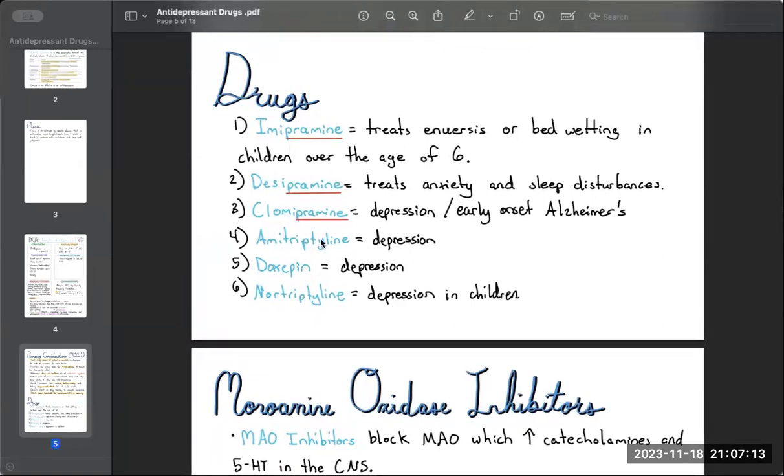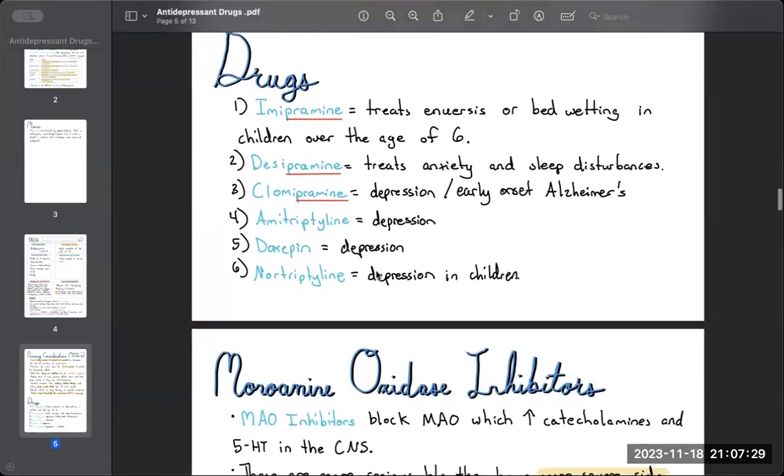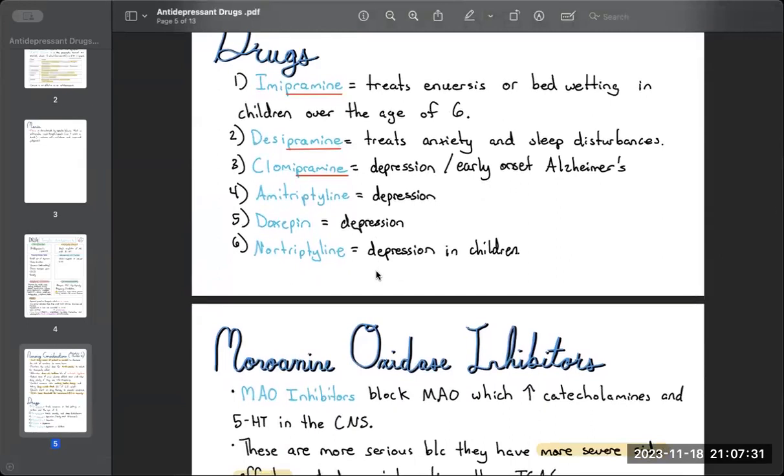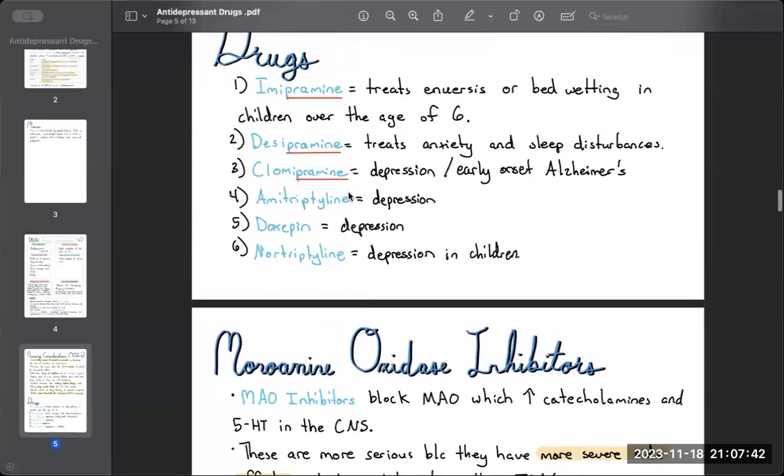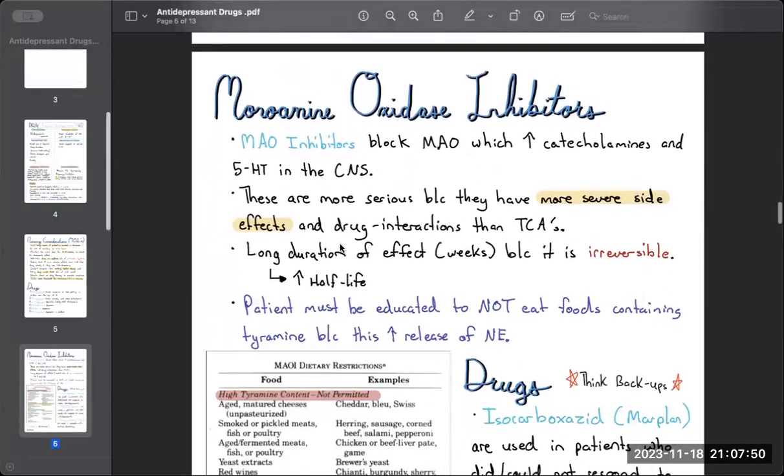So as I said, all these drugs end in pramine. So these are some of the examples, but another commonly used one is amitriptyline. Imipramine treats enuresis or bedwetting in children over the age of 6. Desipramine treats anxiety and sleep disturbances. Like I said, these are all TCAs. Clomipramine treats depression and early onset Alzheimer's. Amitriptyline treats depression. Doxepin treats depression. Nortriptyline treats depression in children. So the triptyline ending is common for TCAs and pramine is a common ending in TCAs.